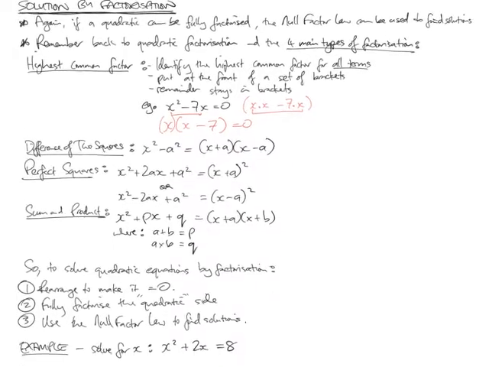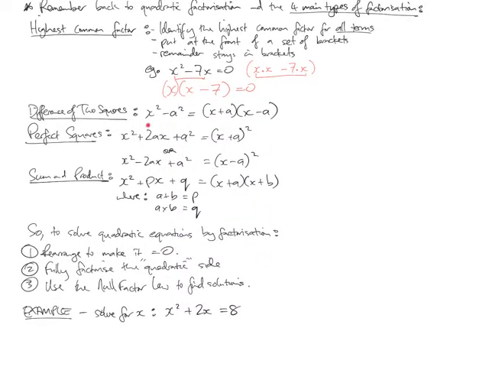You may remember difference of two squares was the second kind of factorization we did. If you've got x squared take a squared, then fully factorized it's x plus a in brackets, and x take a in brackets. Perfect squares: if you had x squared plus 2ax plus a squared, you can factorize that straight away as x plus a all squared. The same if it was x squared take 2ax plus a squared, that can be fully factorized to x take a all squared.